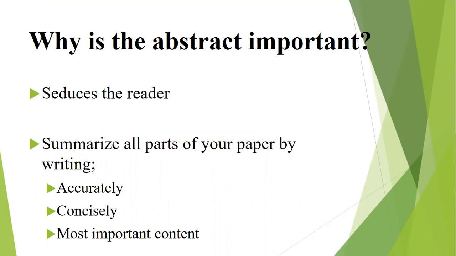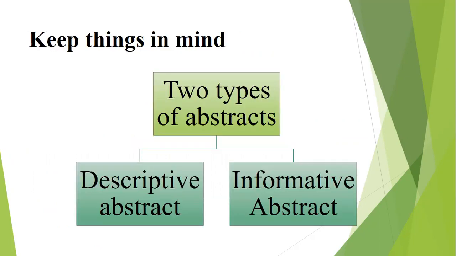Your abstract seduces the reader and summarizes all parts of your paper by writing accurately, concisely, and with the most important content. Then, you have to keep some things in your mind. You have two types of abstract. The first one is the descriptive abstract and the next one is the informative abstract.